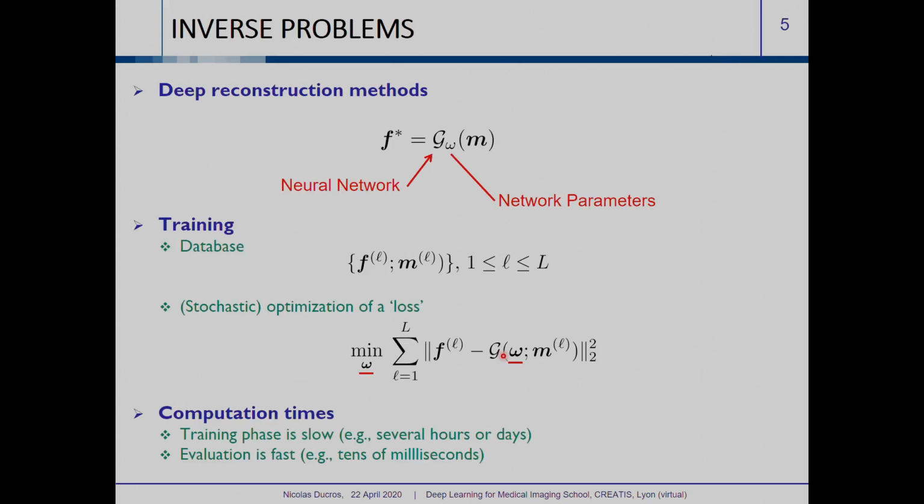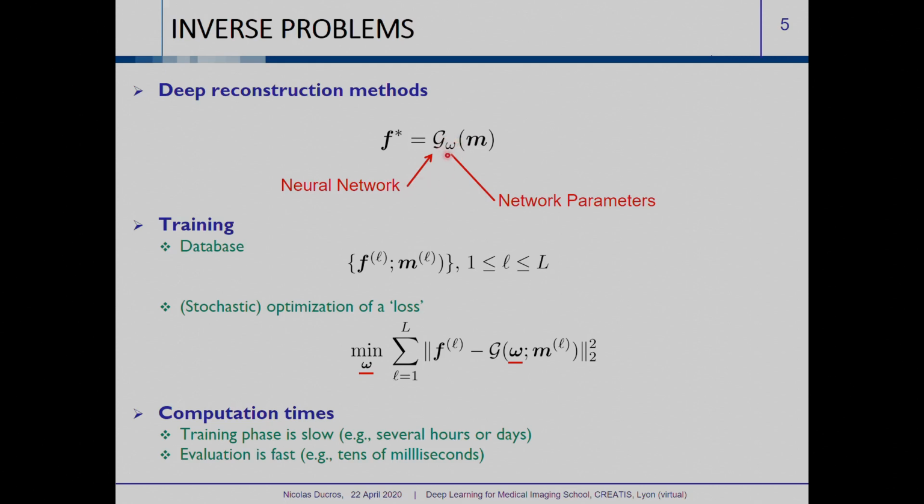Now let's have a look at the deep reconstruction method. Deep reconstruction methods attempt to learn a mapping G such that this mapping directly provides the solution from the input M. So it's a mapping: you feed this network with M and it directly outputs the solution you're looking for.